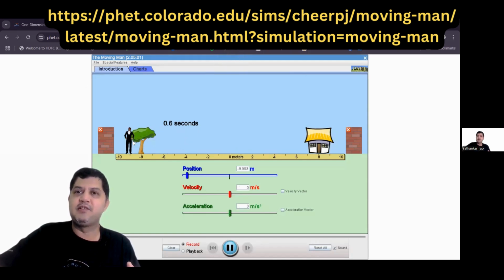Okay, I can move it to hit this door. I can say the position of this person is so much. I'll keep it at 0 here. And from here, I can change the velocity. I can change the acceleration. I can do whatever I want using this.